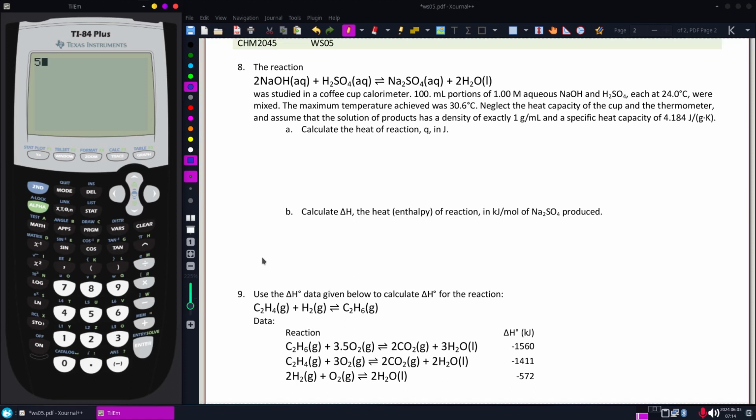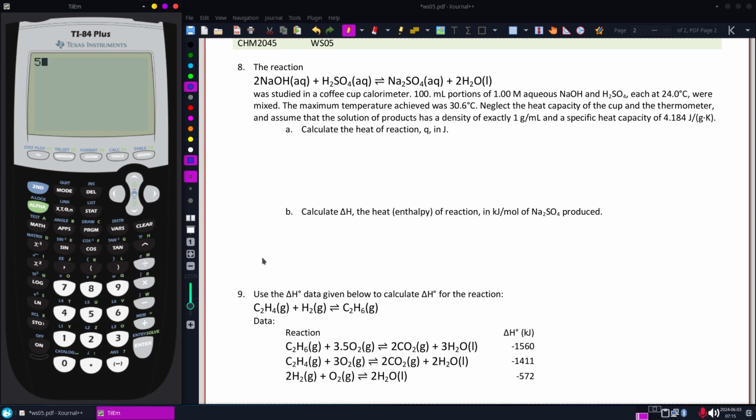Okay, we're looking at number 8. I have an equation with sodium hydroxide and sulfuric acid. We had 100 milliliter portions of each one of those at 24 degrees Celsius, and they're mixed. And we see that the temperature went up to 30.6, started at 24.